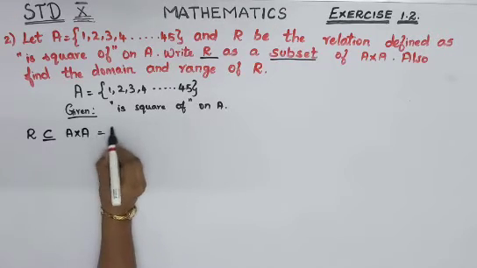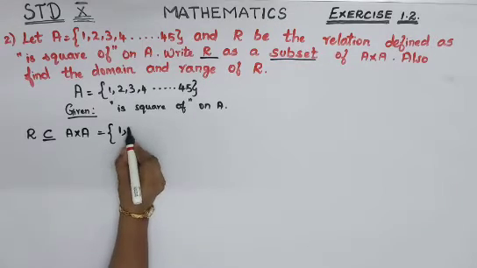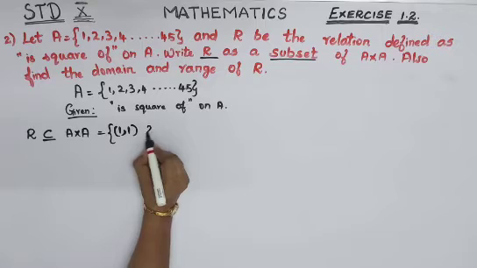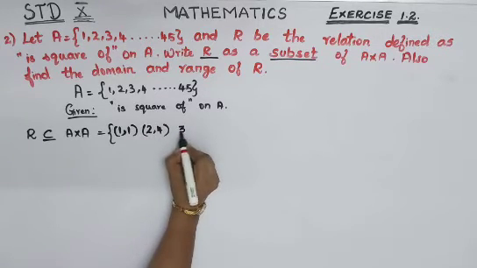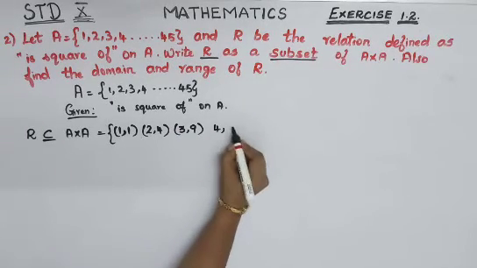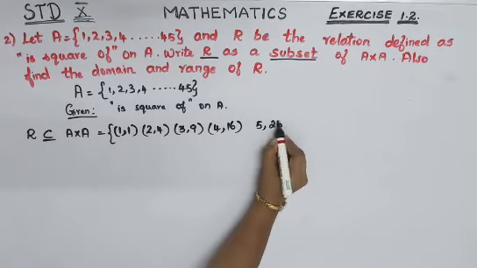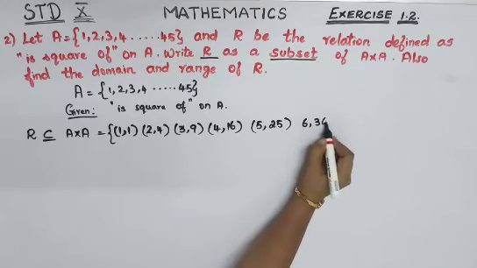Okay, so first, A, you can pick out from this number 1. The square of 1 has to be taken, so it is 1 comma 1. Then 2, the square of 2 is 4. Then 3, square of 3 is 9. 4, square of 4 is 16. 5, square of 5 is 25. Then 6, square of 6 is 36.